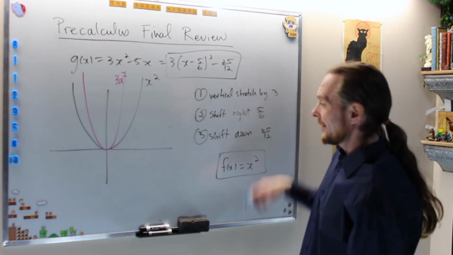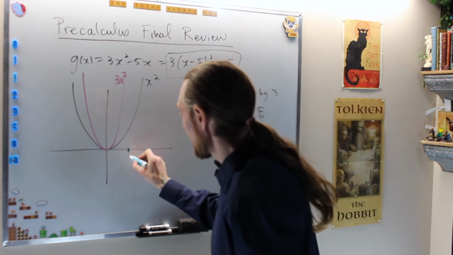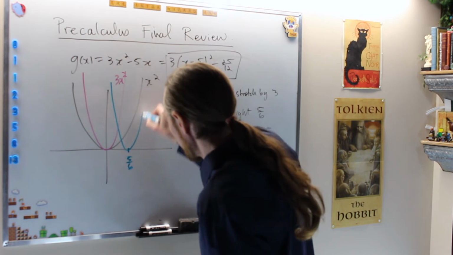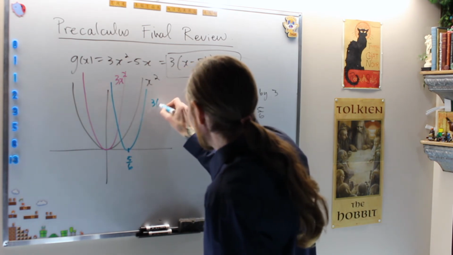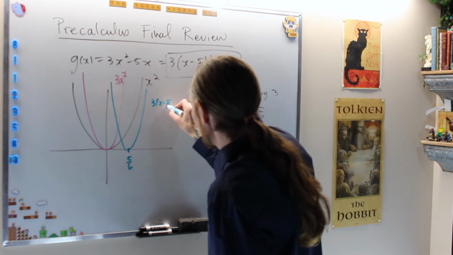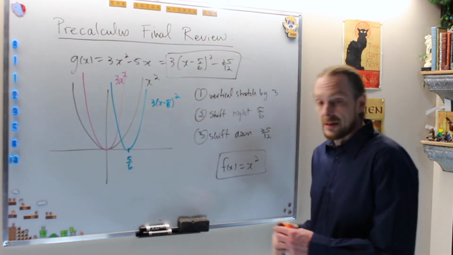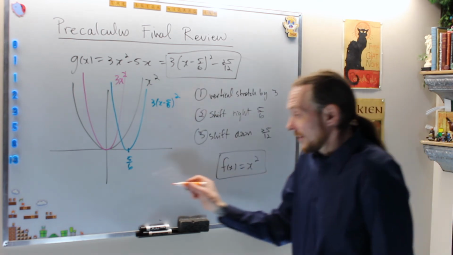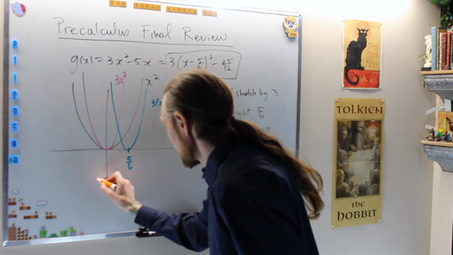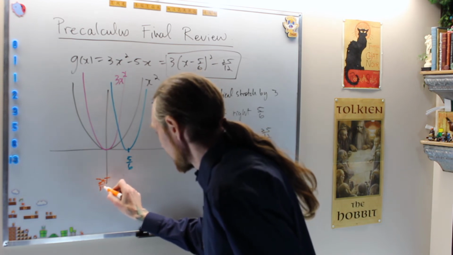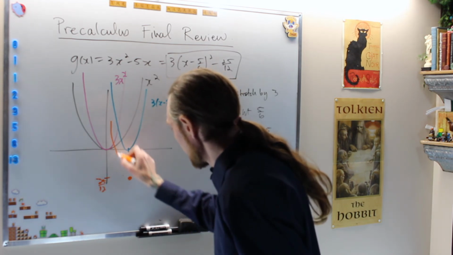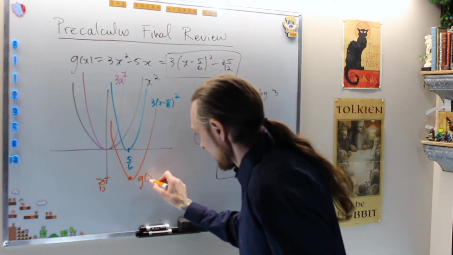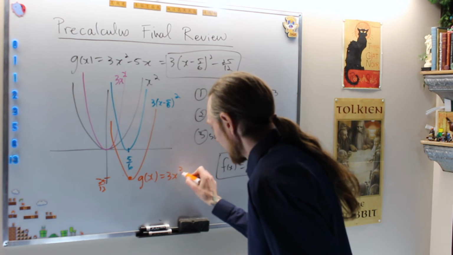Let's shift that right 5 over 6 units. So I just mark 5 over 6 units. And we shift that to the right. This will be 3 times x minus 5 over 6 squared. And then finally we have to shift it down 25 over 12 units. We just mark it as negative 25 over 12, and our new vertex is going to go here. This is our function g of x, which was 3x squared minus 5x.